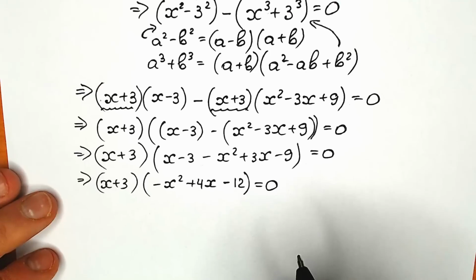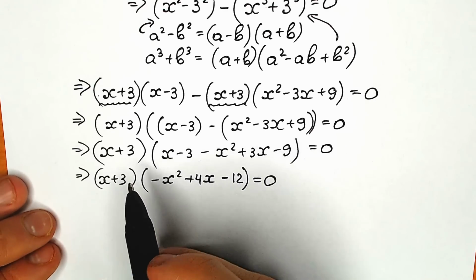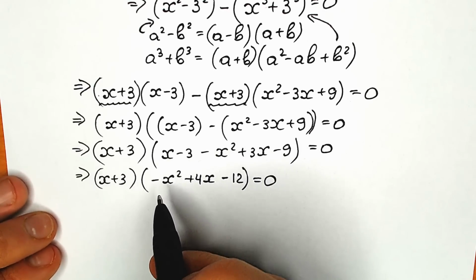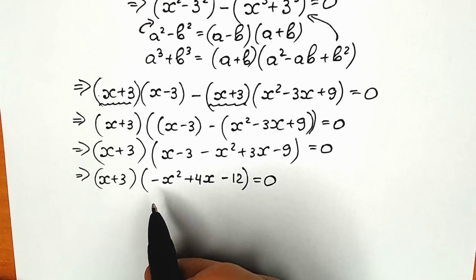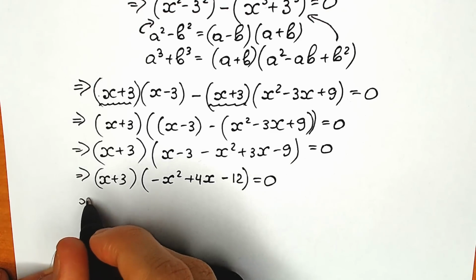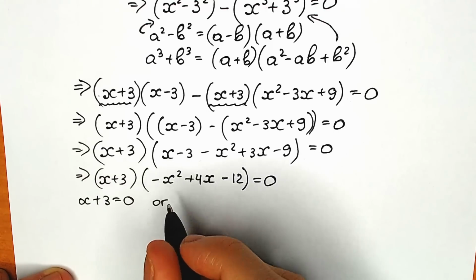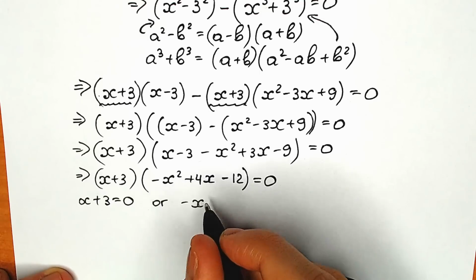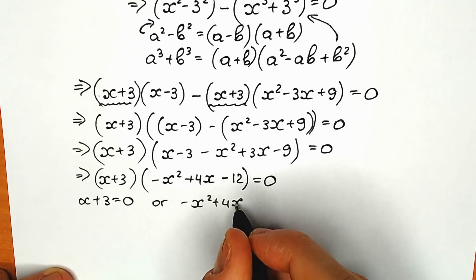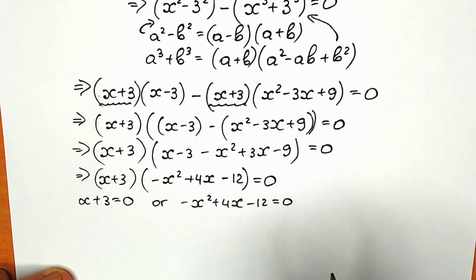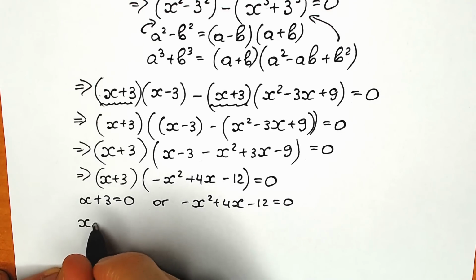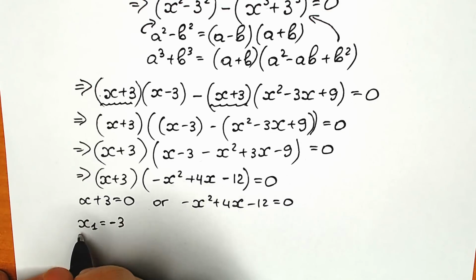And right now the most tricky moment, because right here we have a product of two parentheses, and a product of two parentheses is equal to 0 when the first parenthesis is equal to 0, so x plus 3 is equal to 0, or the second parenthesis is equal to 0, minus x squared plus 4x minus 12 equal to 0. All right, so from here x first is equal to minus 3. It looks like our first root.